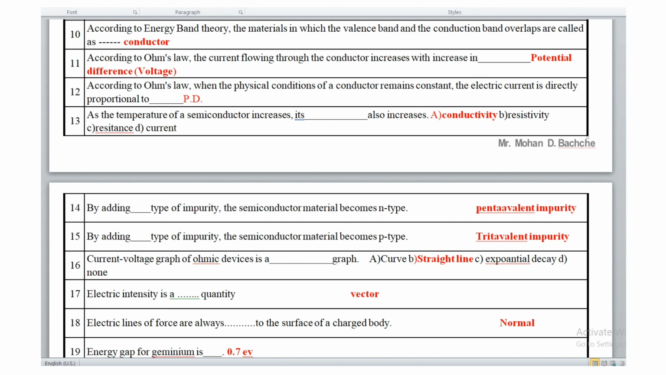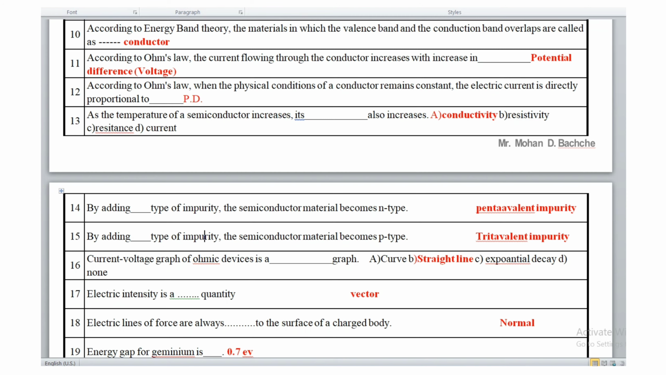According to Ohm's law, the current flowing through the conductor increases with increase in potential difference. According to Ohm's law, when the physical condition of the conductor remains constant, the electric current is directly proportional to PD, that means potential difference. As the temperature of a semiconductor increases, its conductivity also increases.